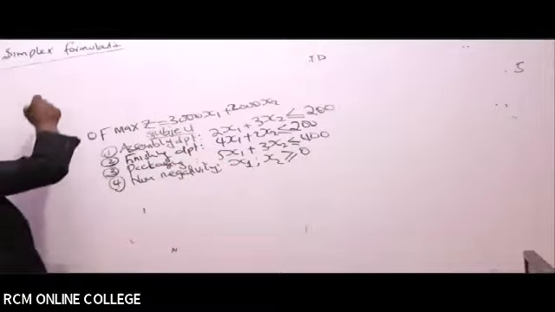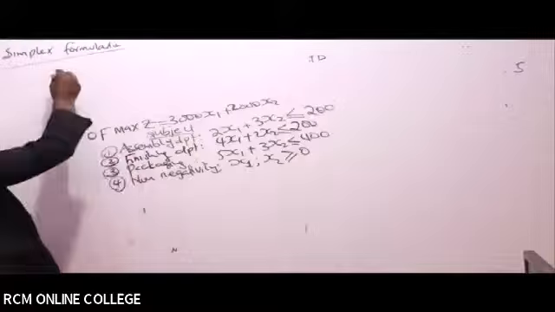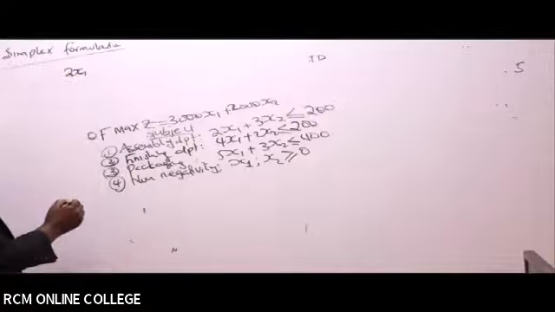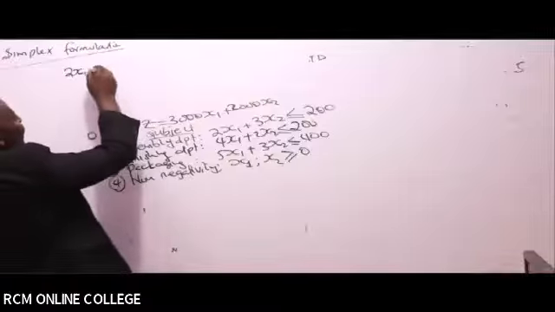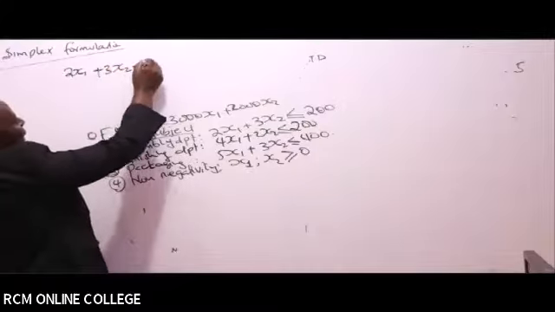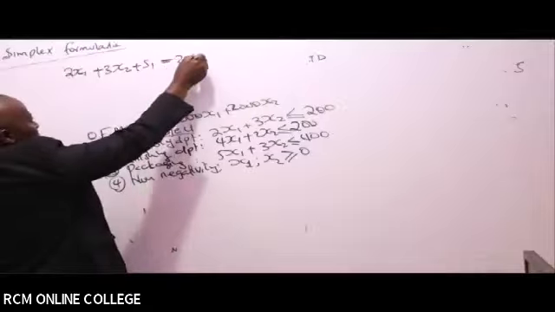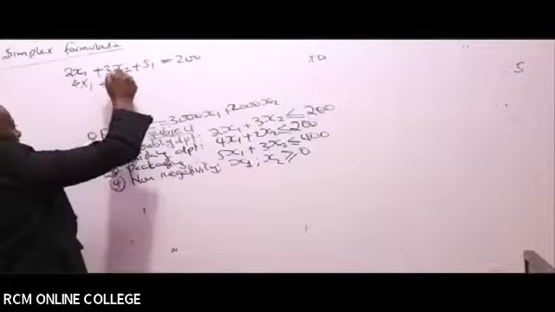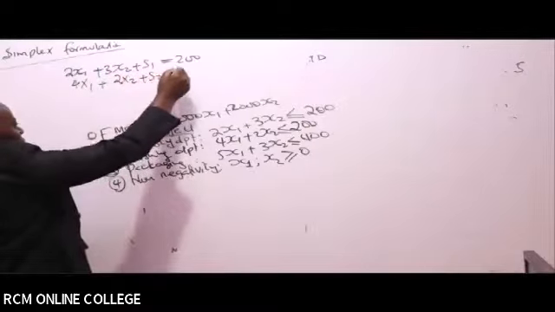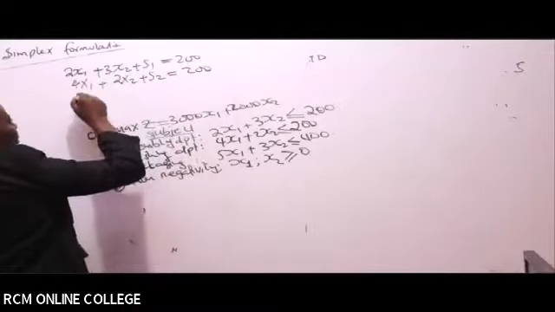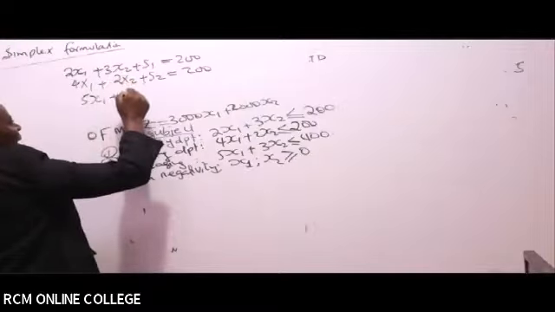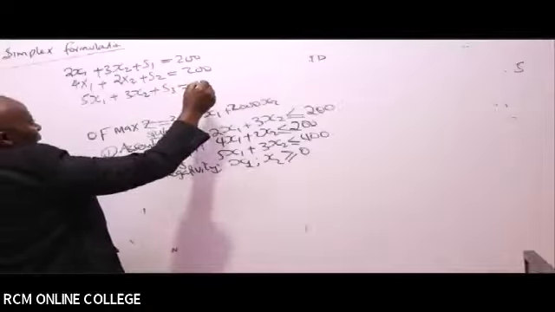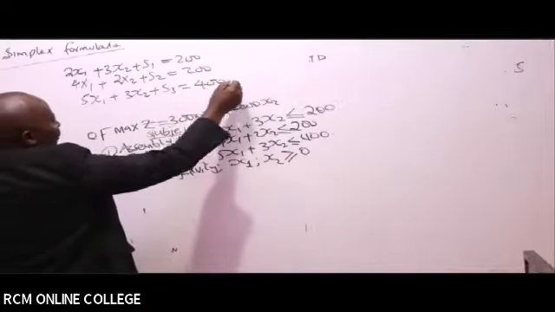So we normally begin with the subject to. So we have the first one over here, 2x1 plus 3x2 plus slack 1 equals 200. And then we have, ladies and gentlemen, 4x1 plus 2x2 plus slack 2 equals 200. Then we have here 5x1 plus 3x2 plus slack 3 equals 400, like that.